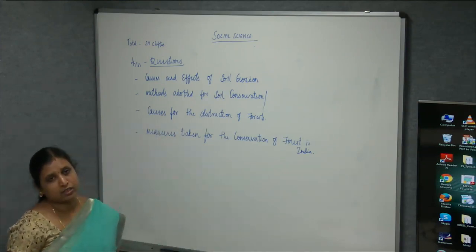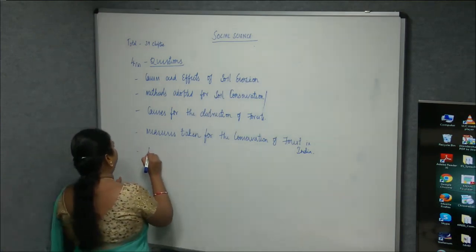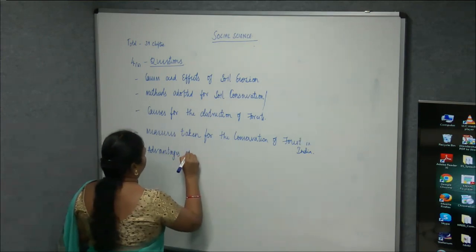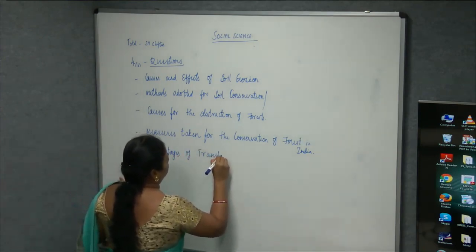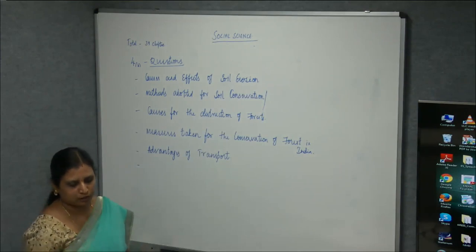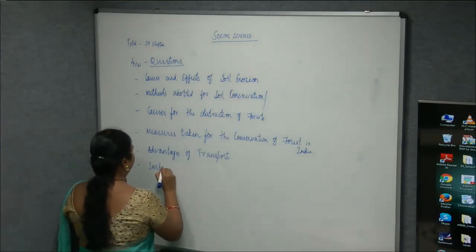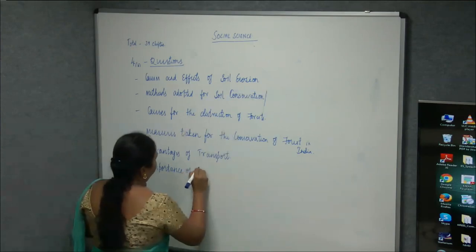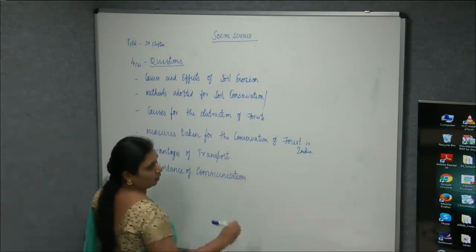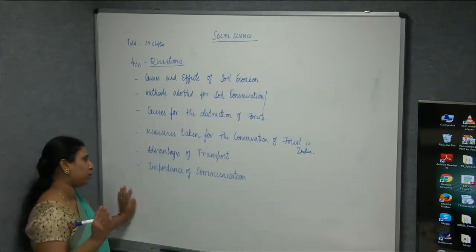And the next lesson, how may it be asked: advantages of transport. They may be asked for 3 marks or 4 marks. And the importance of communication. And the next one is the major industrial regions. So 3 to 4 marks.